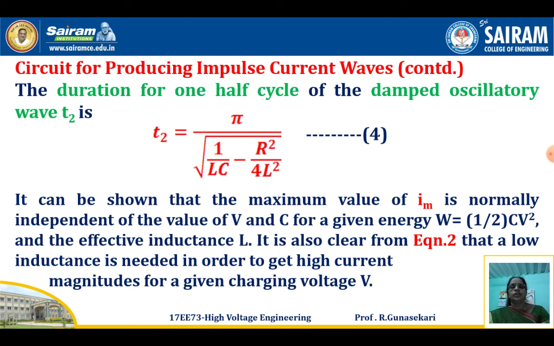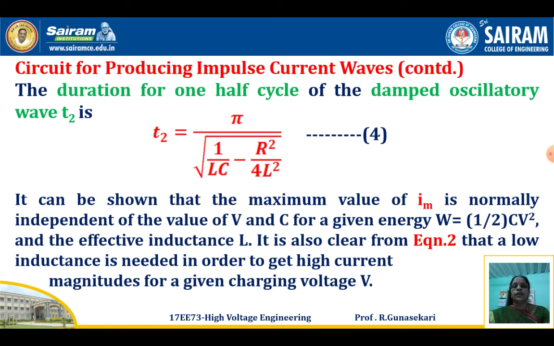Normally, omega is equal to 2 pi f, so here we can calculate the time period. The maximum value of the current Im is normally independent of the value of voltage V and the capacitance C. Therefore, the given energy is half CV squared.